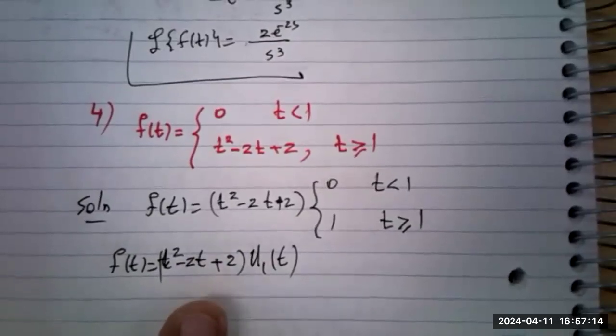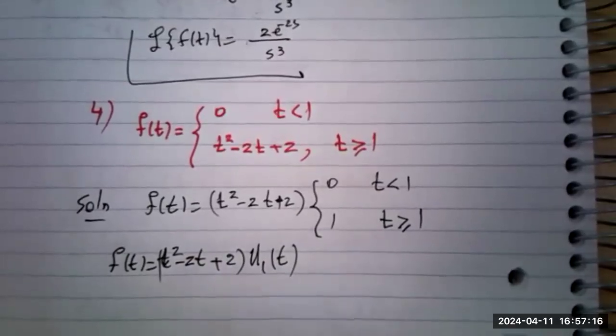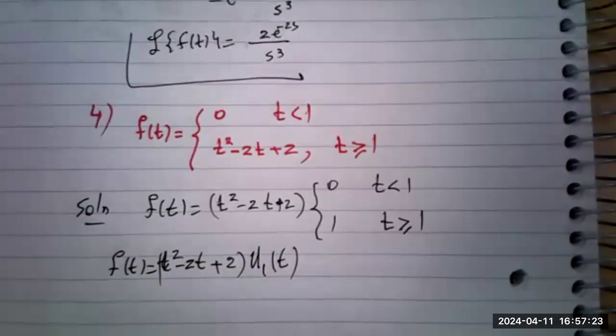What do you want, this one? You have the base is 1. Since the base is 1, this inside 1 must be a function of t minus 1. If it's going to be a function of t minus 1, it matches your theorem, and you'll be able to find out what's going to be the Laplace transform. Any suggestion? How are you going to write t squared minus 2t plus 2 as a function of t minus 1?